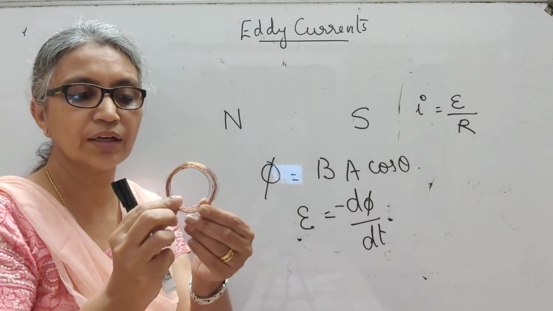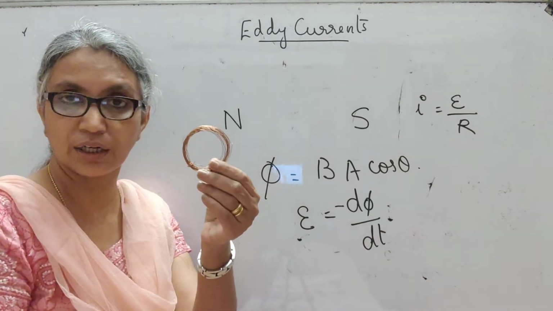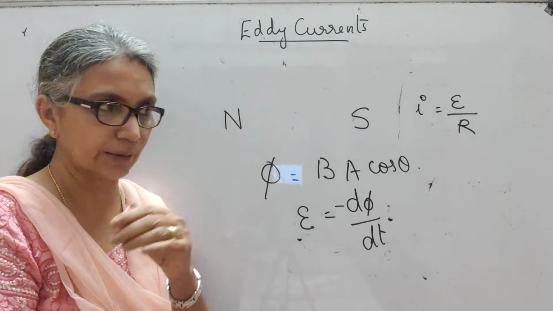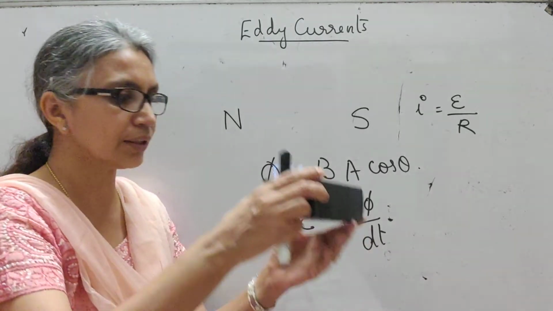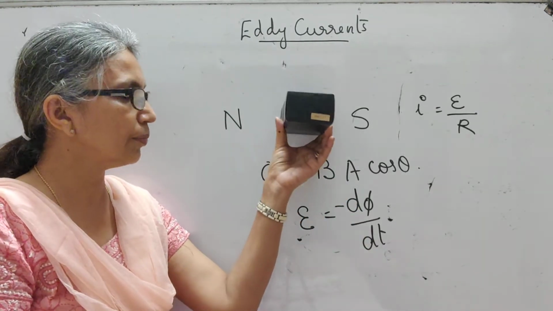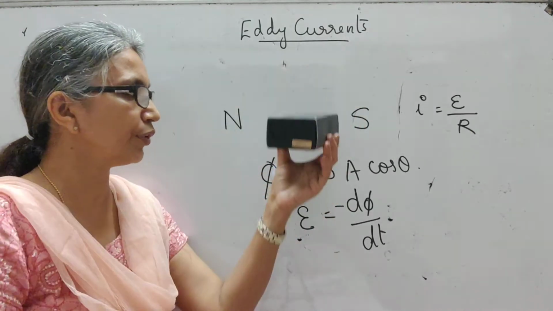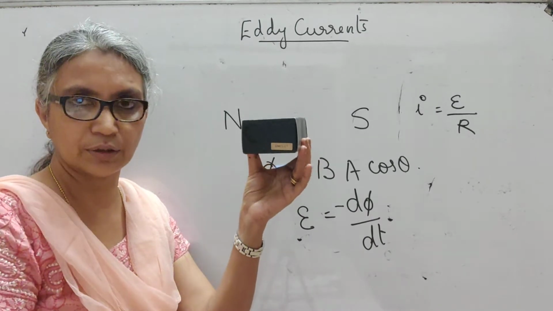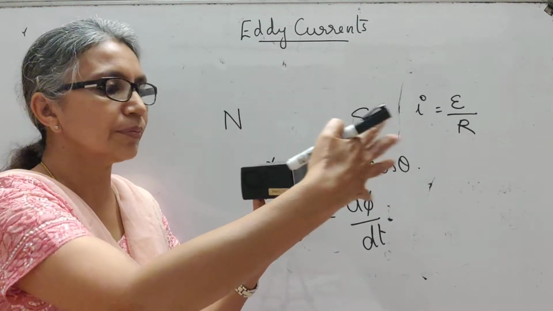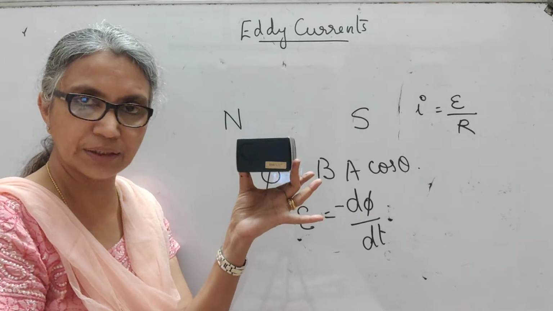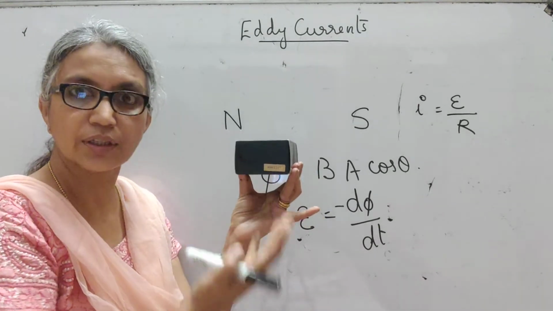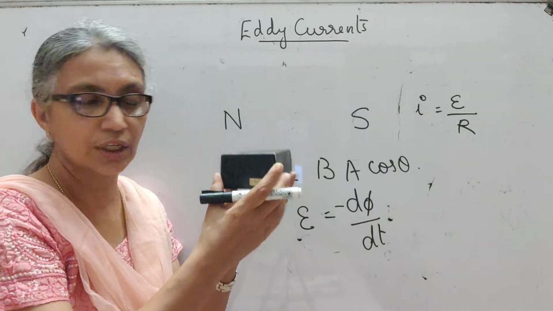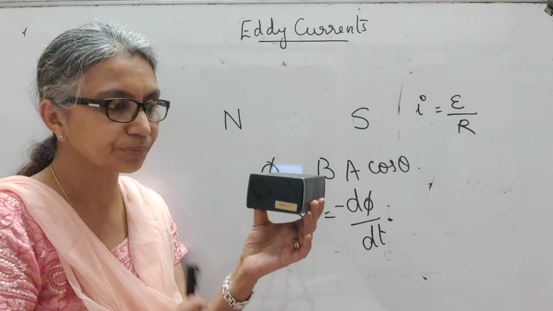Now here we have a well-defined path for the induced current to flow. The induced current will flow in this circular loop, the metallic conductor. But suppose you were to keep a bulk piece of metal like this in the magnetic field, north to south magnetic field. By changing the magnetic flux through this metal piece, you will see that there will be an induced current in the metallic bulk piece simply because there is a flux change.